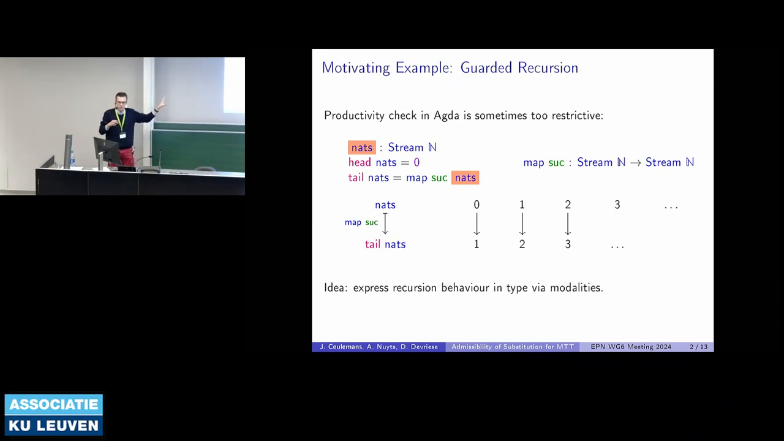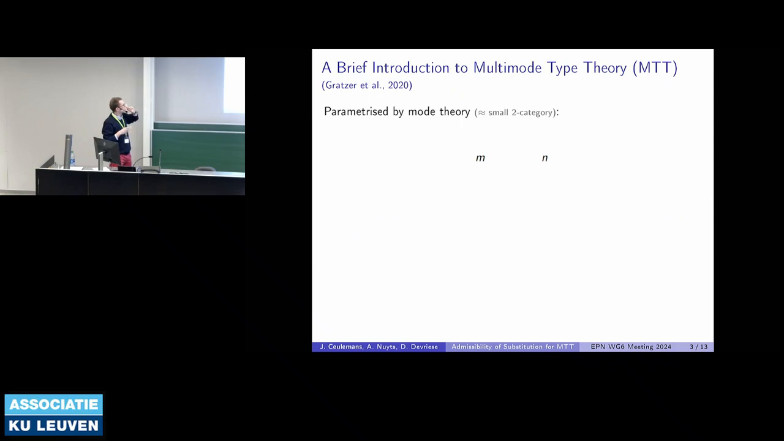Now, before I continue this example, I want to say a little bit about multimode type theory, or multimodal type theory. Those are the same things in general. It's a system introduced by Gratzer and co-workers in 2020. And actually, it's not just one type theory. It's a framework for modal type theories. It's parameterized by what they call a mode theory, but I'm going to talk about a mode system here because I think that's maybe a better word for it.